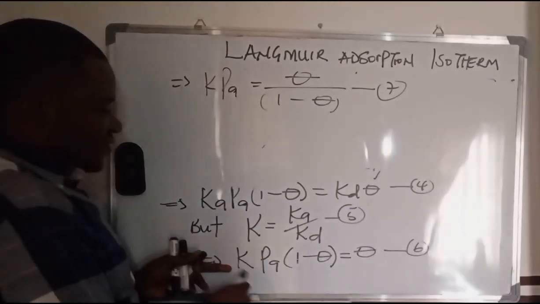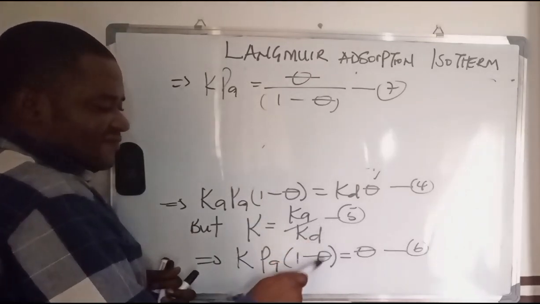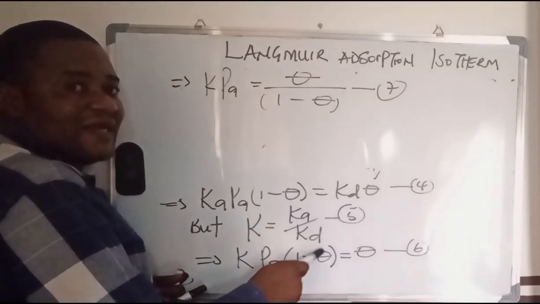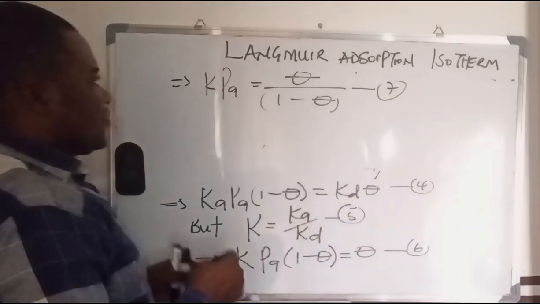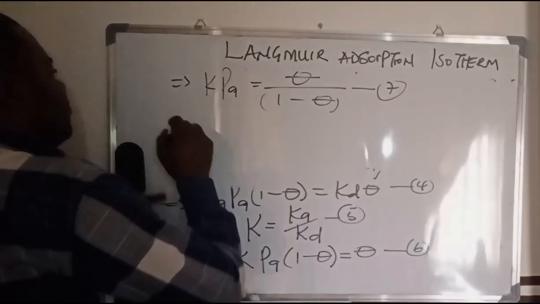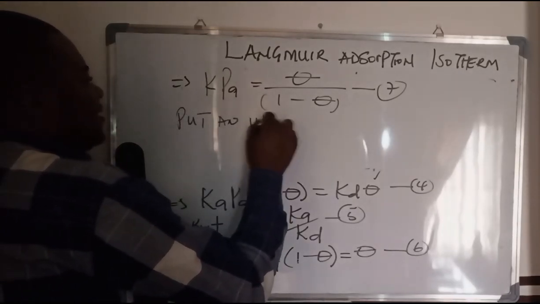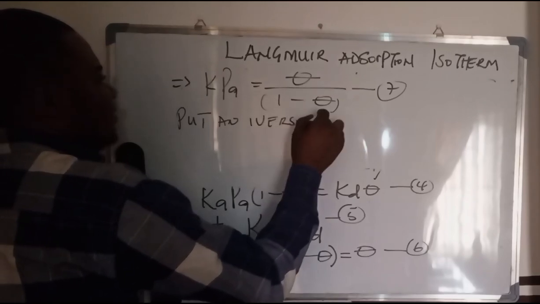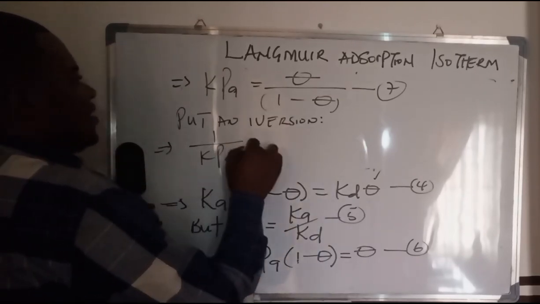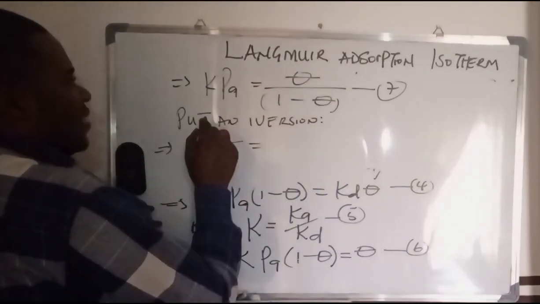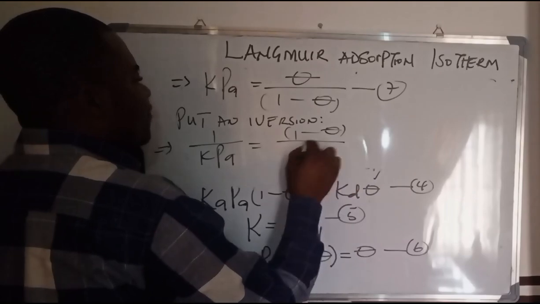Remember that we are simply making this the storage of the formula. But what we are looking for is the theta, which is inside there, that has to do with the adsorbent, the material that is accepting. So in that case, we are going to put an inversion. Okay? So we have 1 over what? KPa is equal to, we invert this, so 1 minus theta all over what? Theta.